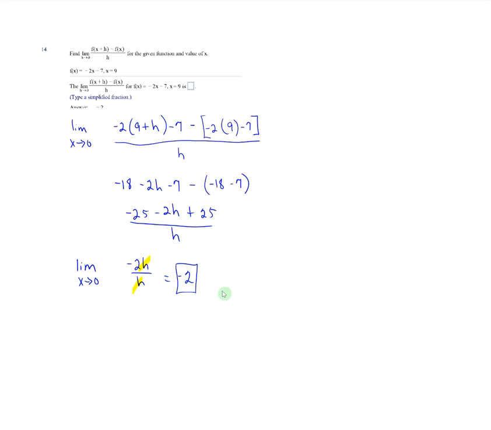All right, that should get you through the problems for 2.2.